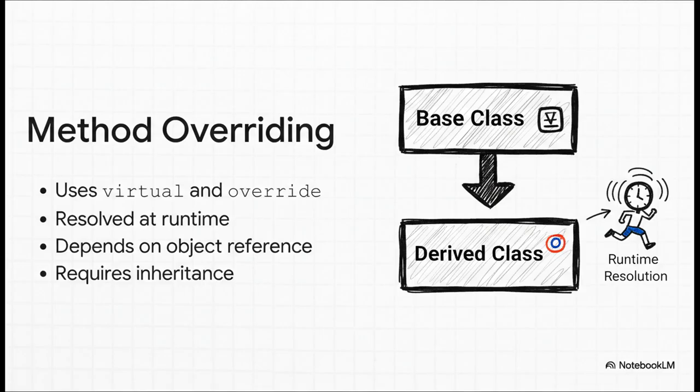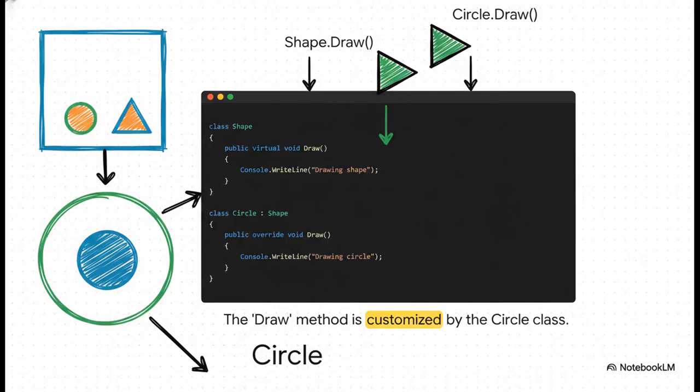And here's the critical part. The method that actually gets called depends on the actual type of the object at runtime, not the type of the variable that's holding it. This example makes it super clear.